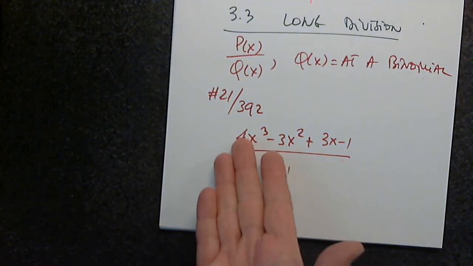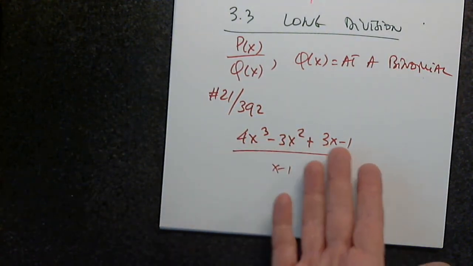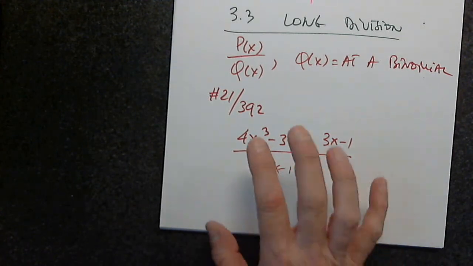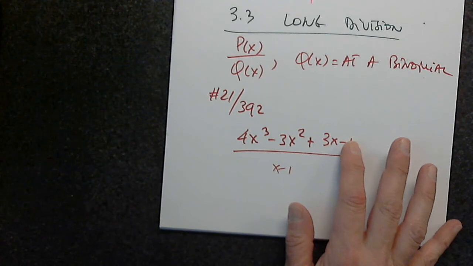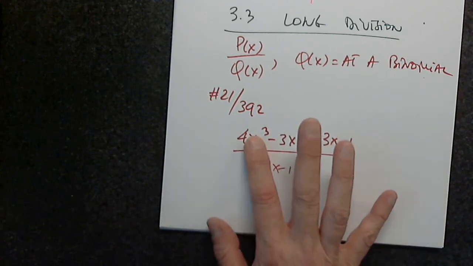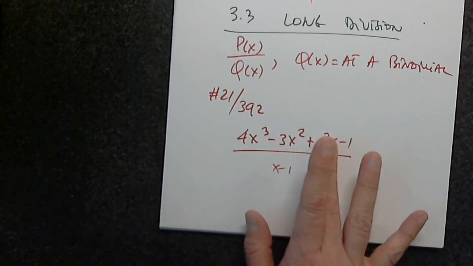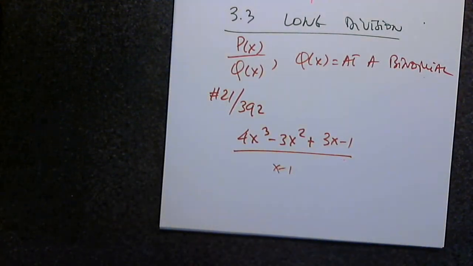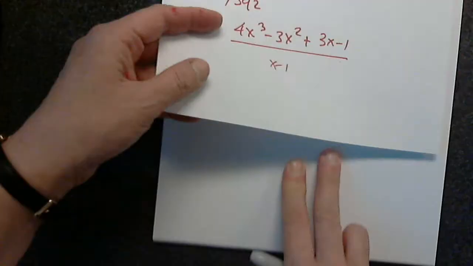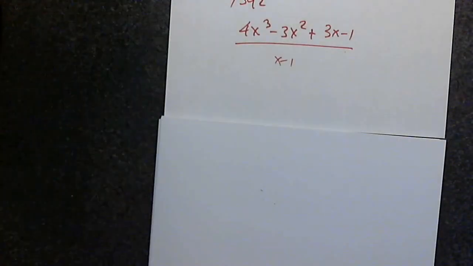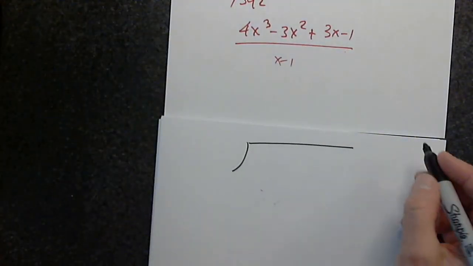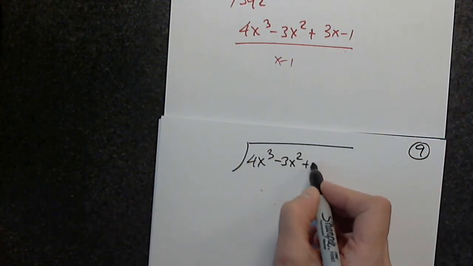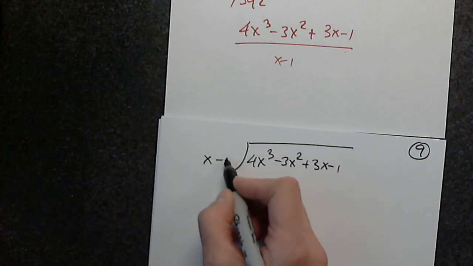Okay, so the numerator is a polynomial in descending order. The denominator is a polynomial in descending order, and no term is missing from the top. Degree 3 is there, degree 2 is there, degree 1 is there, degree 0 is there. If a term is missing, then I have to leave some room for it. But in this case, it's a simple situation. So I can start the algorithm. So 4x cubed minus 3x squared plus 3x minus 1 and x minus 1.